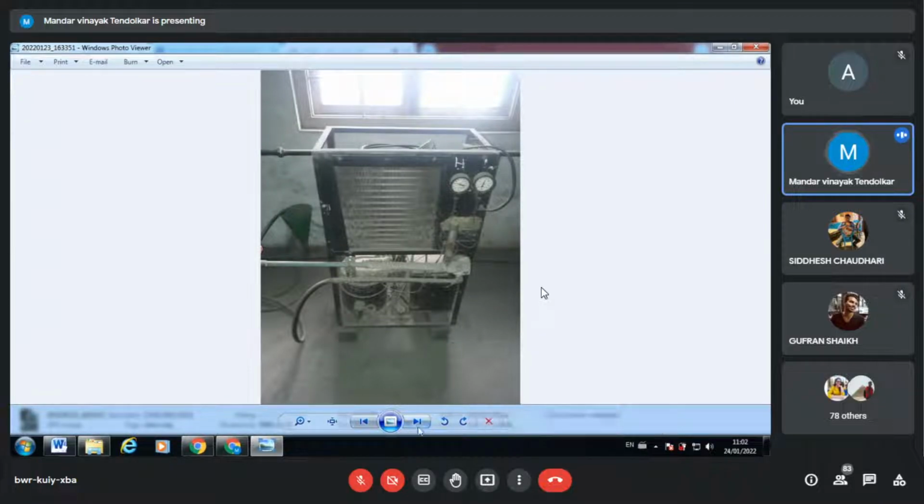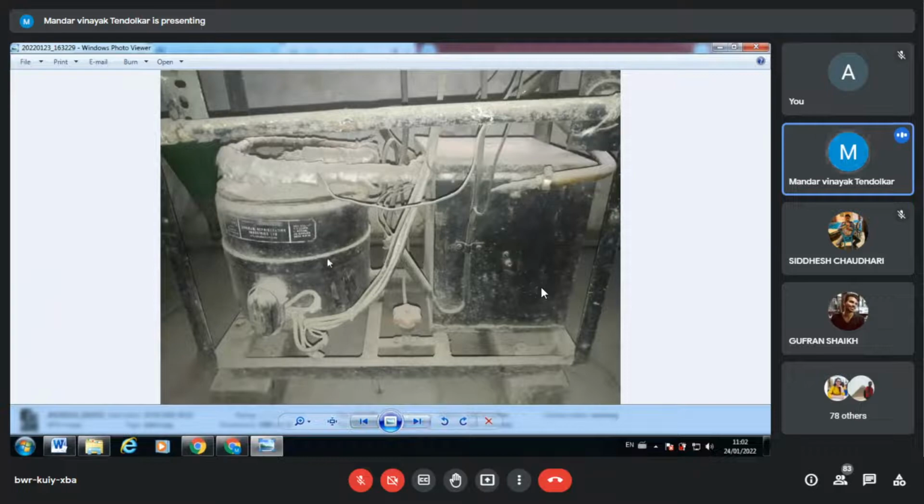Okay. Now, next figure. Yeah. This is our compressor. This is that black box.